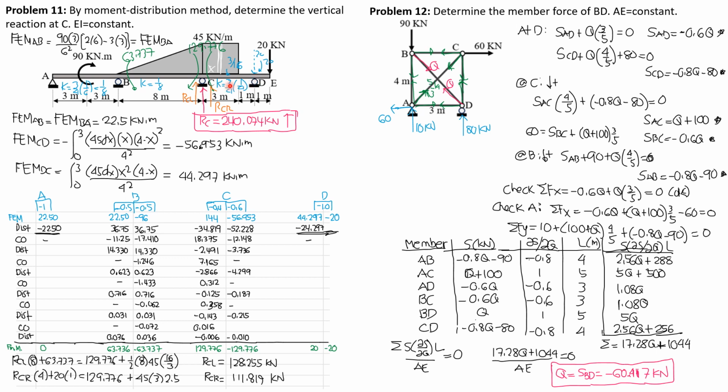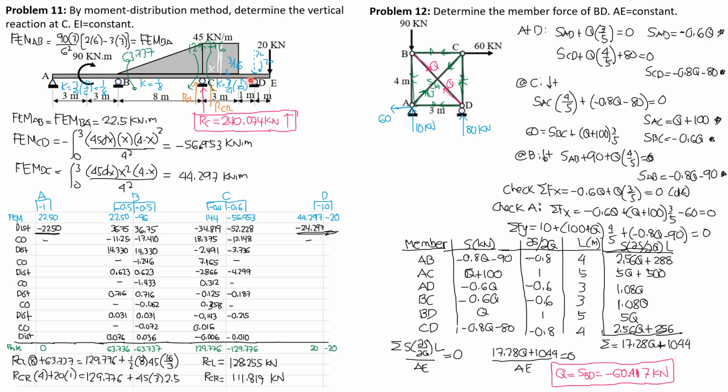So we have to modify the stiffness. The stiffness of AB is modified because the moment at A is 0. So 3/4 of I over L. 3/4 of I, we consider I as 1, over L, which is 6 because EI is constant. So 1/8. BC, interior support, so it is just 1 over the span, 1 over 8.